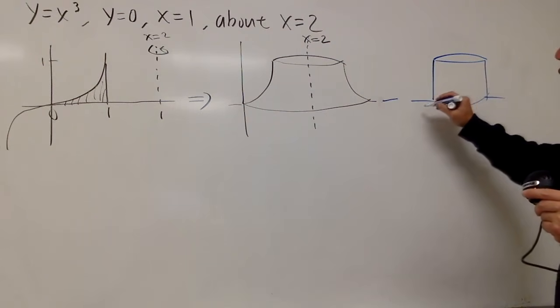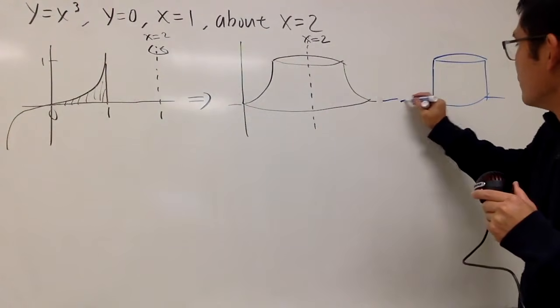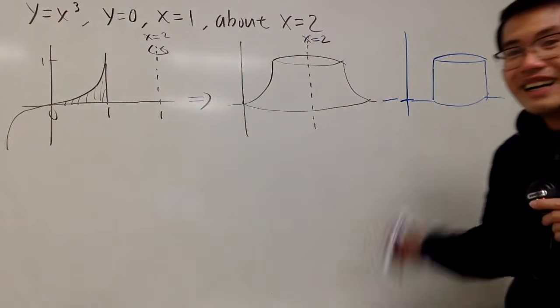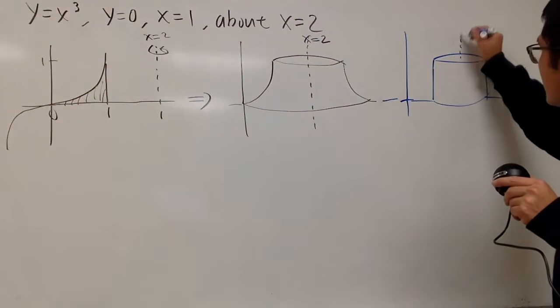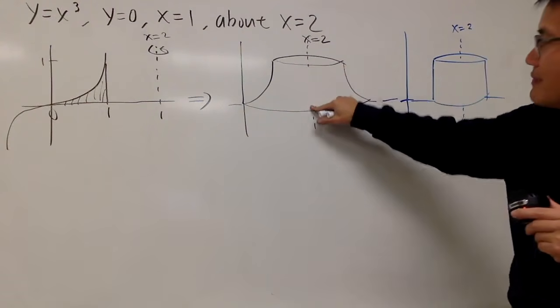And then again, this is meant to be when x is equal to 1. So my y-axis should be right here, right? So these are the pictures. And here is x equals 2. Okay, so maybe I don't want to do this.